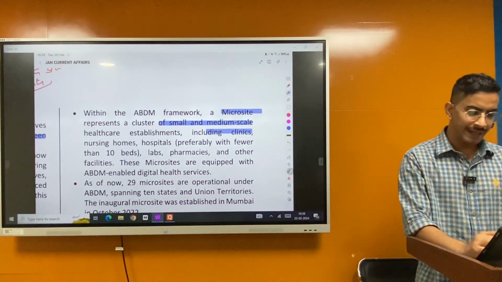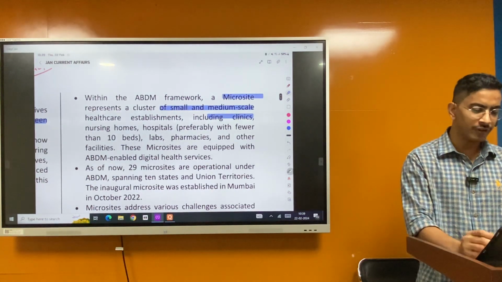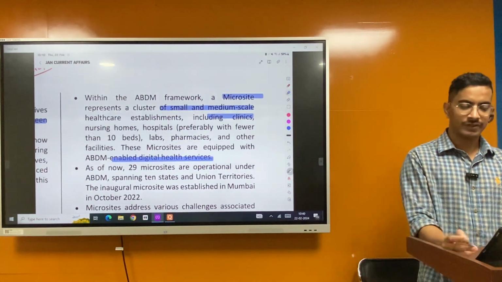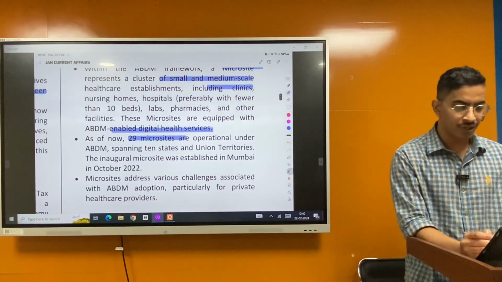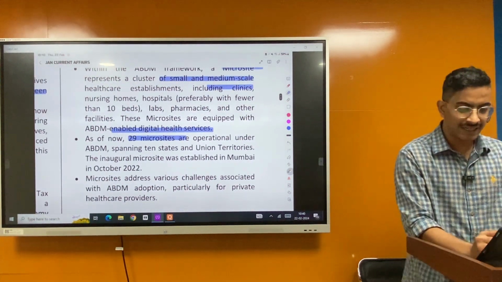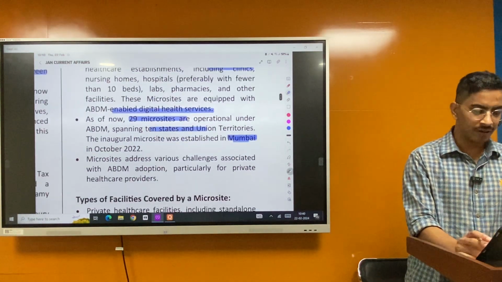Preferably with fewer than 10 beds, labs, pharmacies, and other facilities. These microsites are equipped with ABDM enabled digital health services. As of now, 29 microsites are operational under ABDM, spanning 10 states and UTs. The inaugural microsite started in Mumbai.